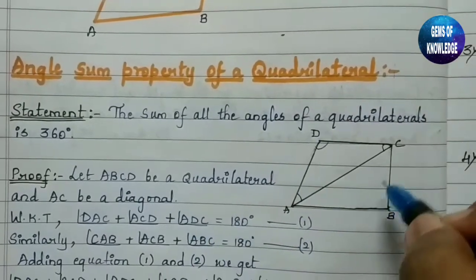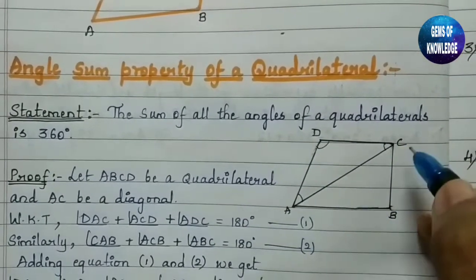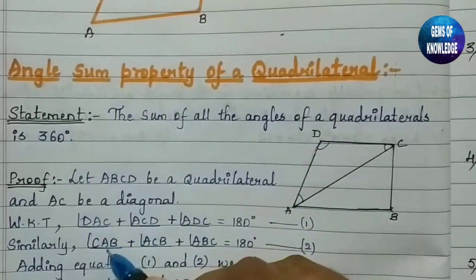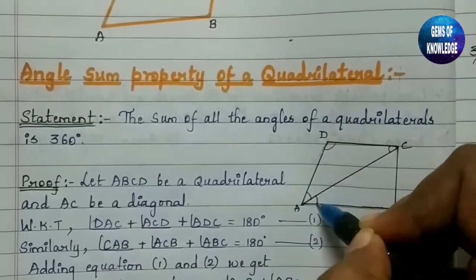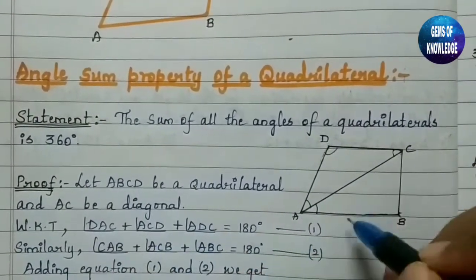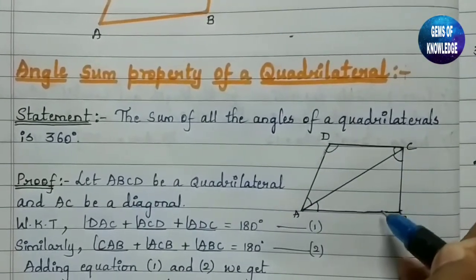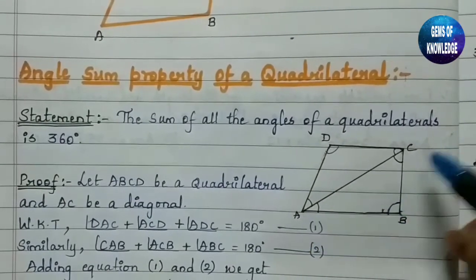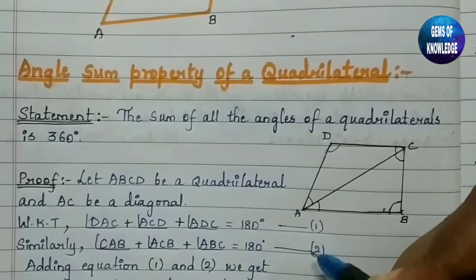Now similarly, we need to consider one more triangle, that is CBA or ABC we can say. We need to consider this triangle. So we can write CAB, this angle, then ACB, this angle, and then ABC, this angle. So all these 3 angles will again be equal to 180 degrees, that is equation 2.